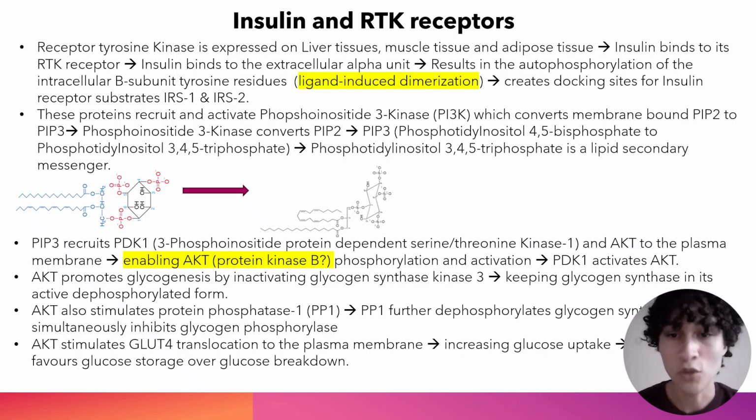So one of those proteins is your protein kinase B, and another one of those proteins is your 3-phosphoinositide-dependent serine threonine kinase 1. Okay, so this is a really important step, because we want to activate protein kinase B, and in order to do that we need our PDK1.